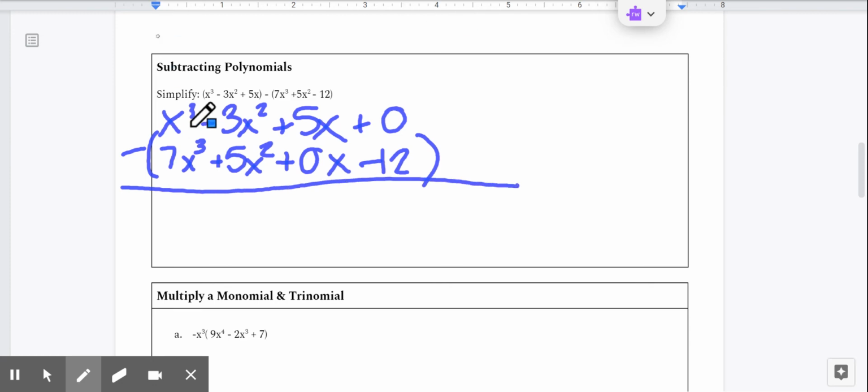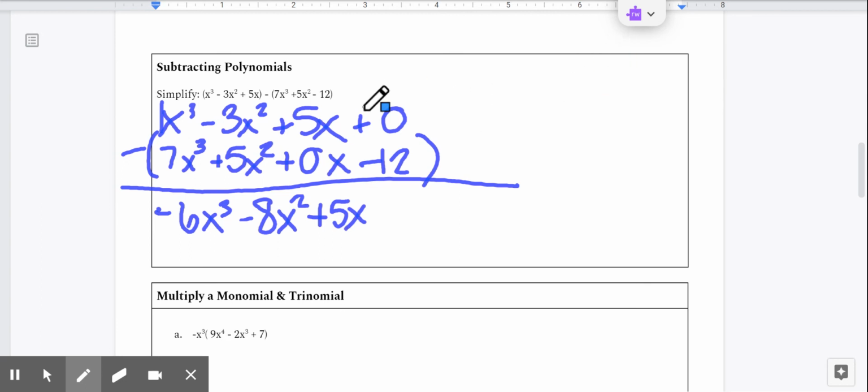So I have x cubed, really that's the same as 1x cubed, right? So 1 minus 7 is negative 6x cubed. Then we have negative 3x squared. Remember, we always keep that sign that is in front of a term. So that's a negative 3x squared minus 5x squared. So negative 3 minus 5 is going to be negative 8x squared. Then I have 5x minus nothing, minus 0x. So that's just going to be plus 5x.